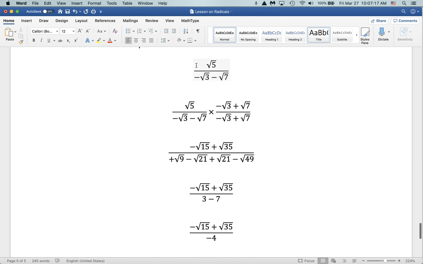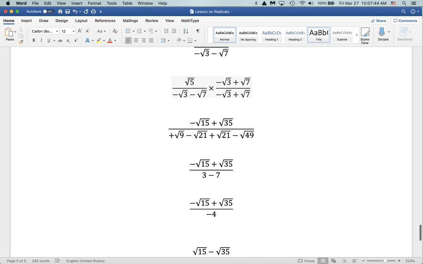Again, if I give you the square root of 5 over a negative square root of 3 minus the square root of 7, what I'm going to do is multiply this fraction by the conjugate of the bottom, which means I'm going to change the sign in between these 2 terms. If it's a minus, I'm going to change it to a plus. So now I'm multiplying the top and bottom by that negative square root of 3, but not minus, but plus the square root of 7 over negative square root of 3 plus the square root of 7.